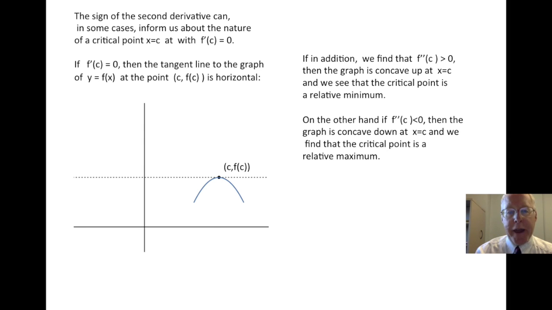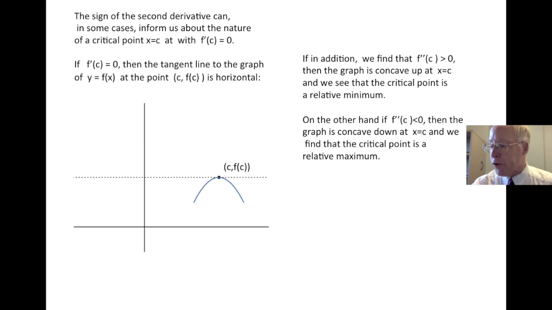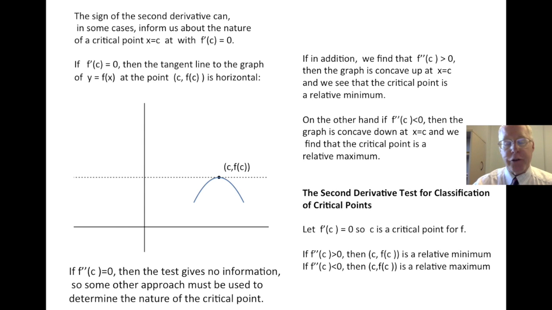So the second derivative can be used to determine the nature of critical points. But again, it's kind of restricted in its use. This only works for critical points that arise because f prime of c is 0. Doesn't work at those where the derivative doesn't exist. And if f double prime equals 0, there's no information. You can see in your book that in those cases anything can happen.